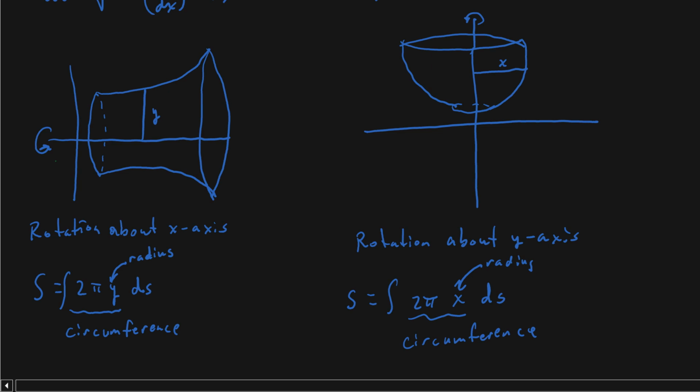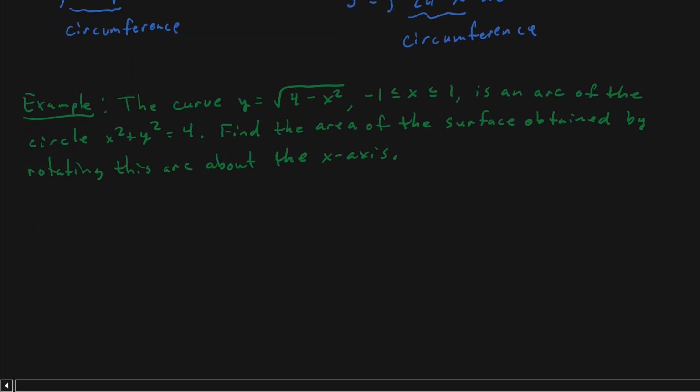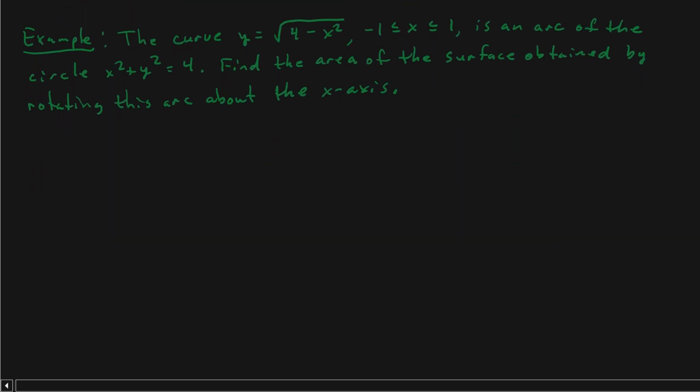Okay, so let's look at some problems. It says the curve y equals the square root of 4 minus x squared, where x is between -1 and 1, is an arc of the circle x squared plus y squared equals 4. Find the area of the surface obtained by rotating this arc about the y-axis.